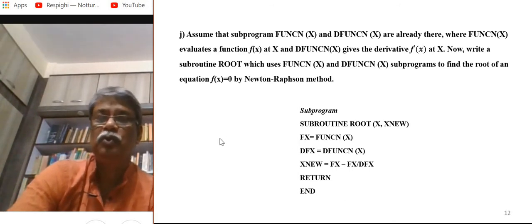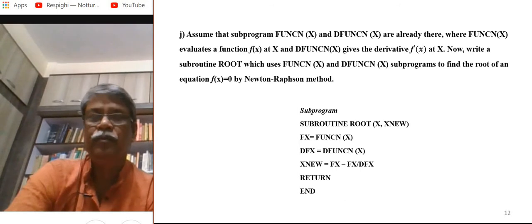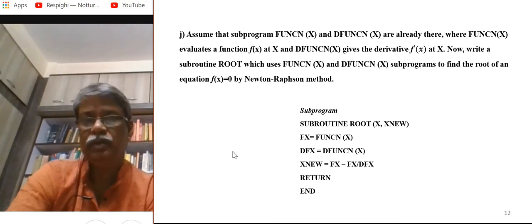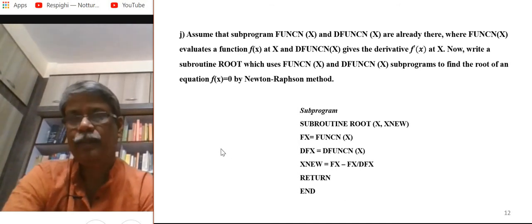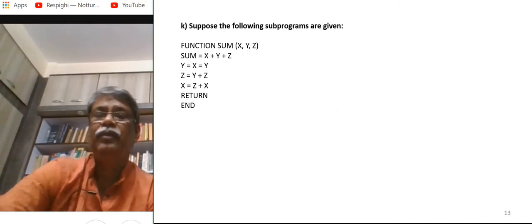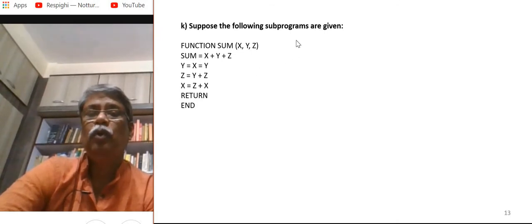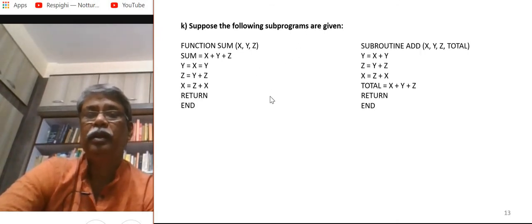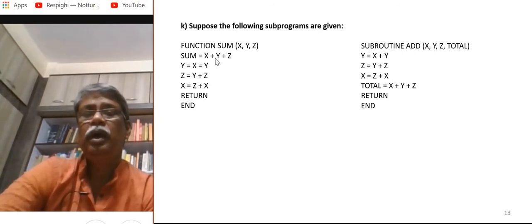Once you go through the Newton-Raphson methodology and then come back to the programming aspect, you will understand it better. Okay. Now, suppose the following subprograms are given. Following subprograms, that means more than one. So it is another one, which is a subroutine add and function sum. And what do they do? The function one just gives you x plus y plus z, but it also does something else as well.